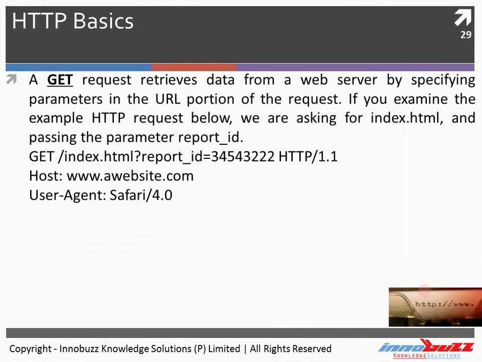in the URL portion of the request. So it retrieves the data from the URL portion of the request. If you see the example here, we are asking for index.html and passing the parameter report_id. This is how the URL is formed when you send the get method of HTTP, and it will show up in the URL.